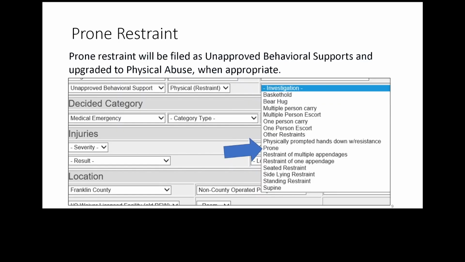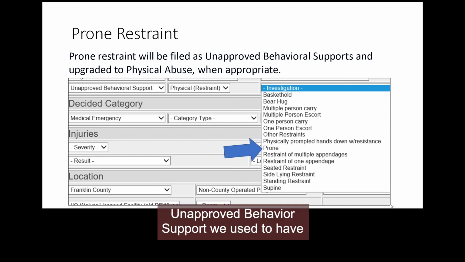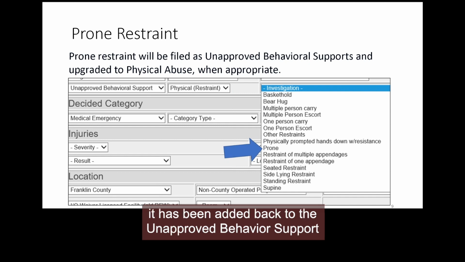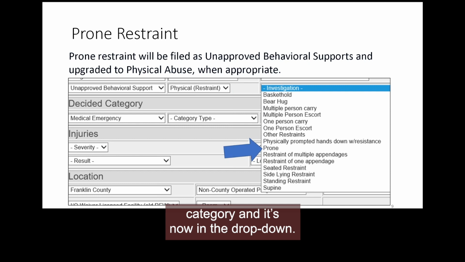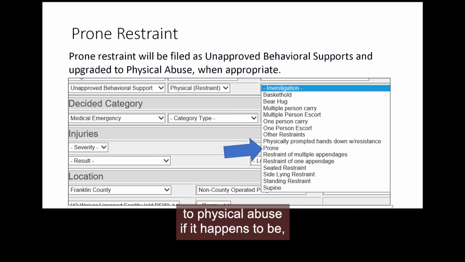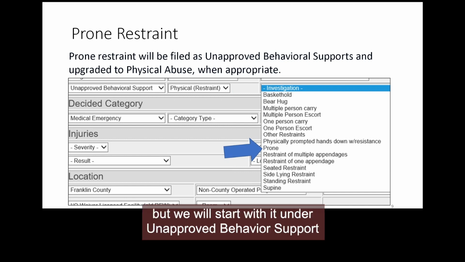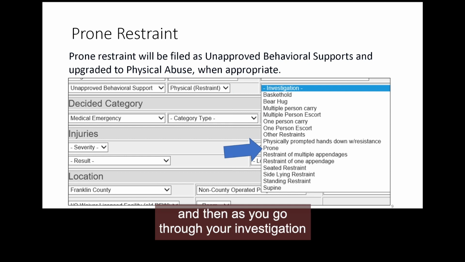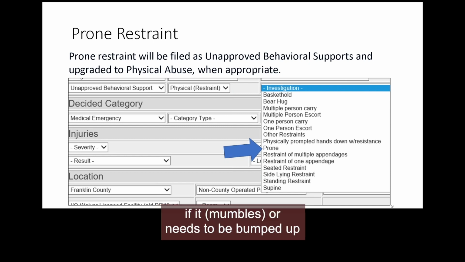So for unapproved behavior support, we used to have prone restraint just go directly to physical abuse. It has been added back to the unapproved behavior support category, and it's now in the drop-down. And we're not saying that we will not bump it up to physical abuse if it happens to be, but we will start with it under unapproved behavior support, and then as you go through your investigation, find out more information. If it's plausible or needs to be bumped up, then we can change it to physical abuse.